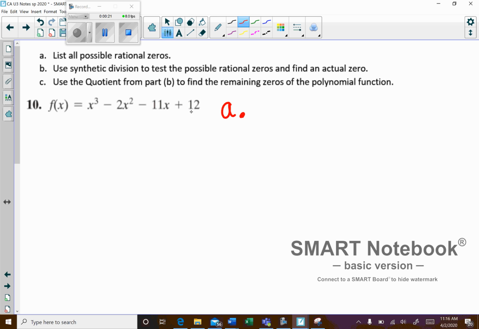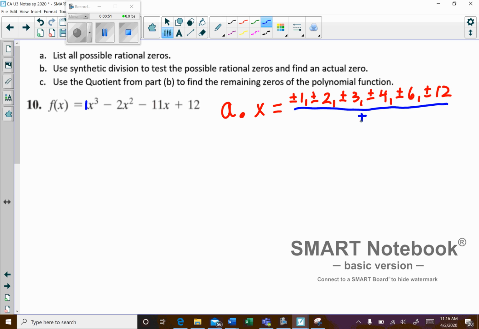is you want to list all the factors of 12. And so let's see, that's going to be positive and negative 1, 2, 3, 4, 6, and 12. So those are all the factors of 12, values that divide evenly into 12. And then the leading coefficient in this case is 1, so you'll just divide all those by positive and negative 1. So basically you get a repeat of the numerator values here. So those are our possible rational zeros, okay?